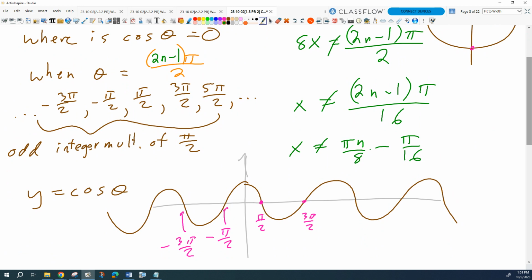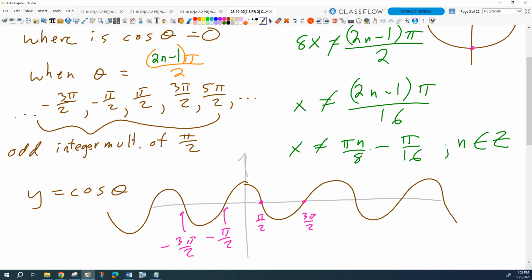These are the values that x cannot have. X cannot be n pi over 8 minus pi sixteenths when n is an element of the set of integers, when n represents a set of integers. Okay, that's pretty cool. We can do that, right?